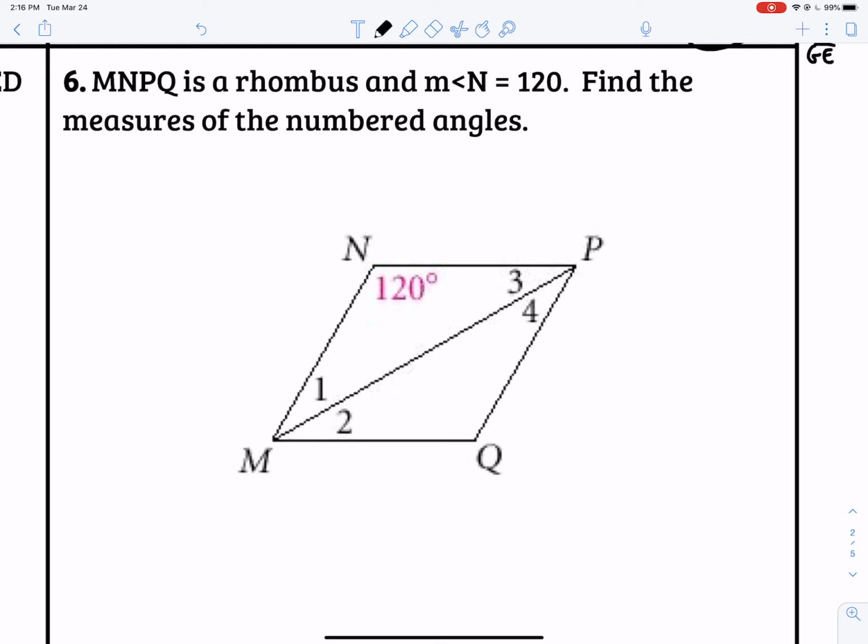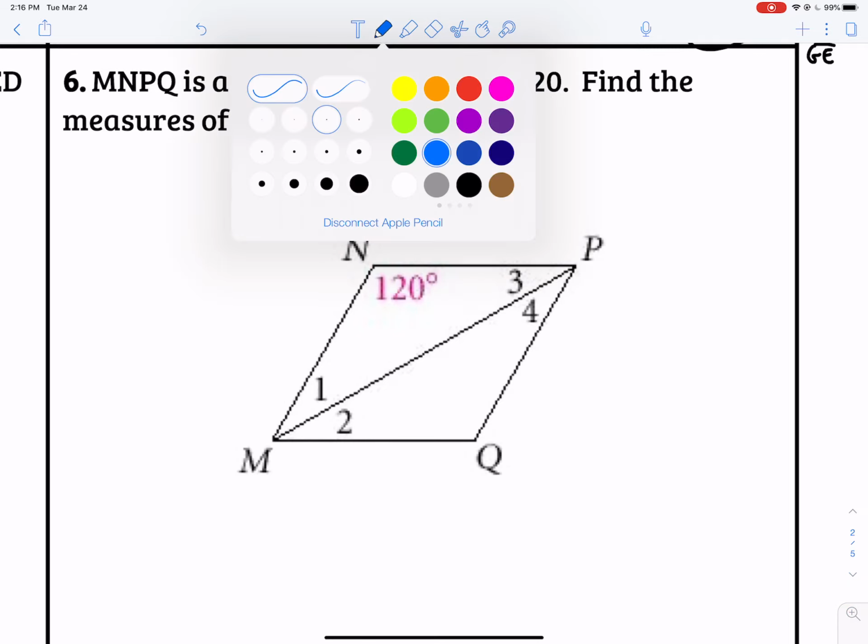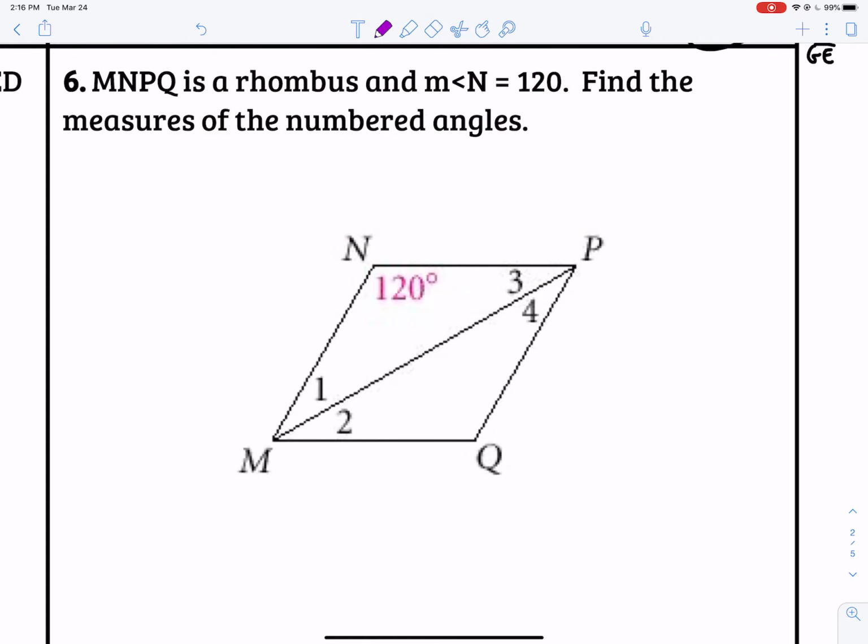Find the measures of the numbered angles. So in a rhombus, one of the properties of a rhombus is that it has all the properties of a parallelogram, first of all. So we would know that if this angle is 120 degrees, the angle opposite of that is also 120 degrees, because that is the property of any parallelogram.